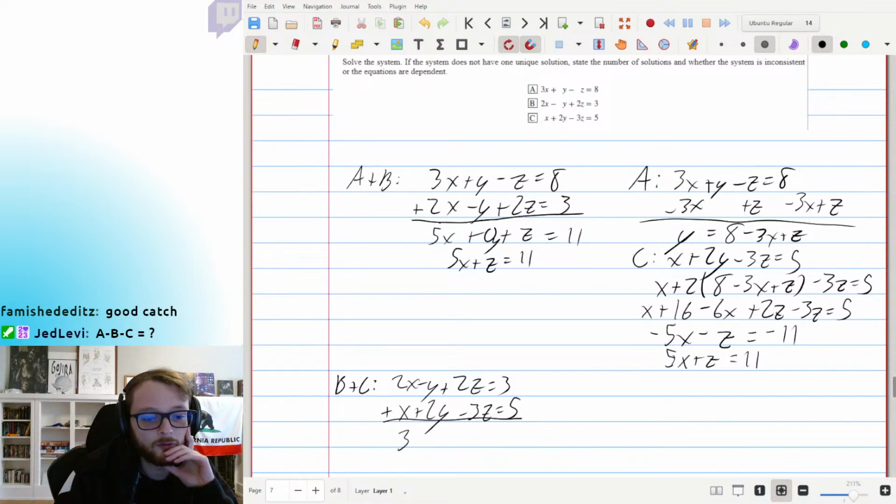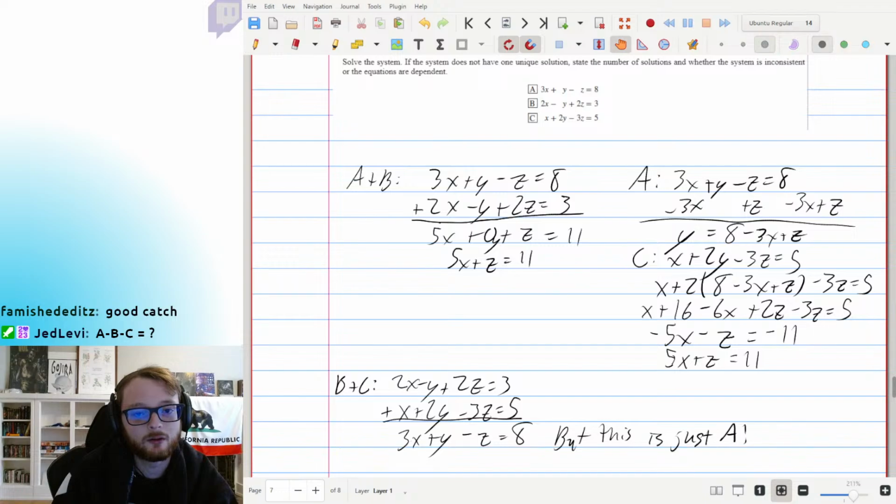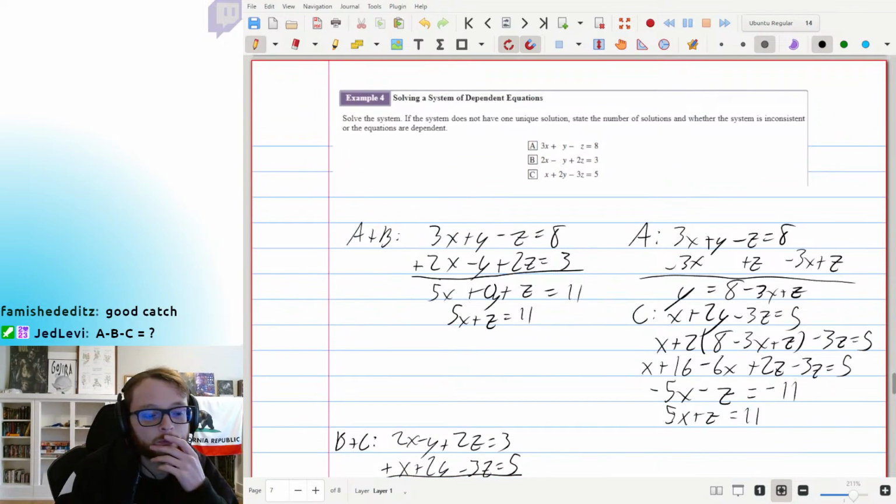If we do this, we get 3x plus y minus z equals 8. But this is just A. So in reality, we have 3 unknowns, but only 2 equations.